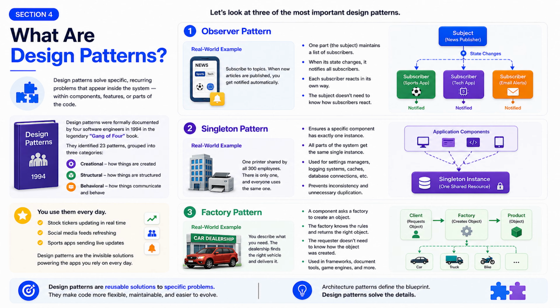This becomes very useful when the exact type of object depends on user input, configuration, or business rules. The rest of the code stays simple because it just asks for what it needs and gets back the right thing. So design patterns solve focused, repeatable problems in the code itself.